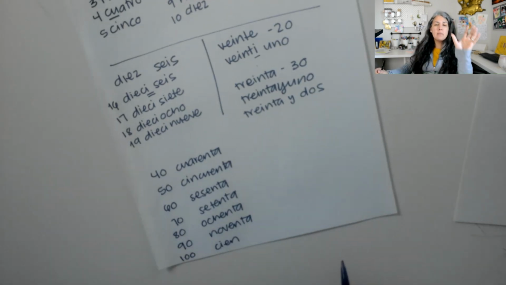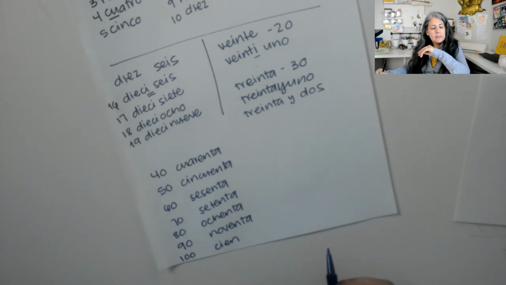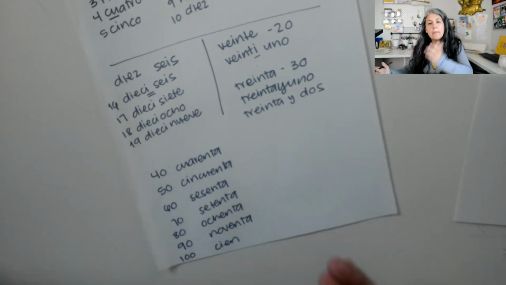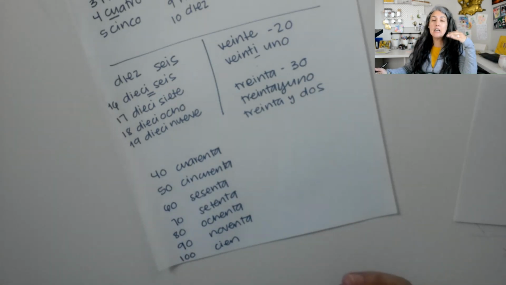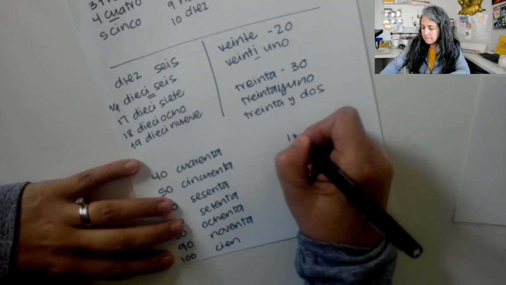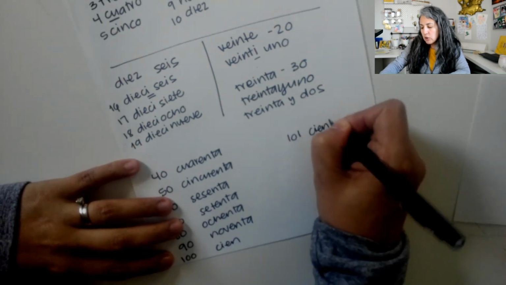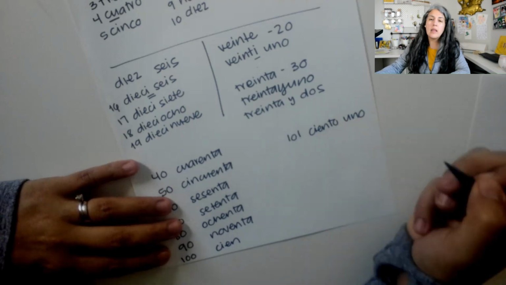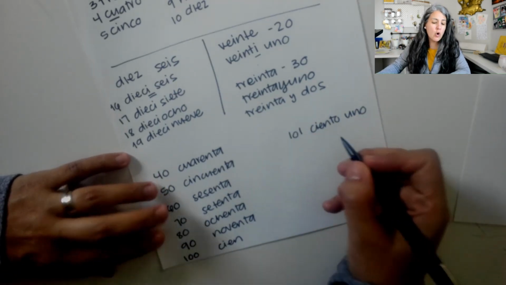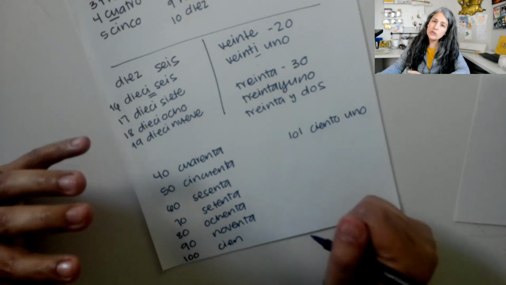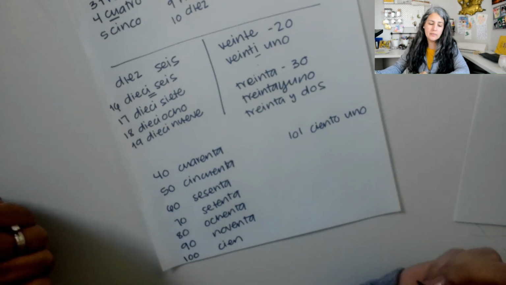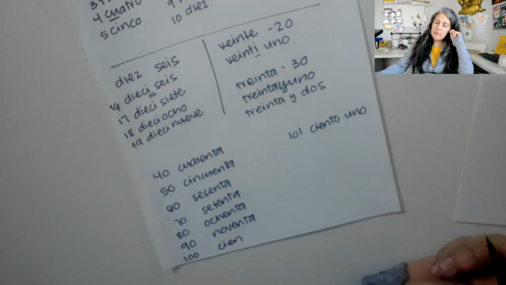99. We have the base, and then we say the other number after it. For 100, we only use cien when we're talking about the number 100. When we want to say 101, we change it a little bit again, and we say ciento uno. 101. And after that, we're going to use this same base. 102, 103, 104.